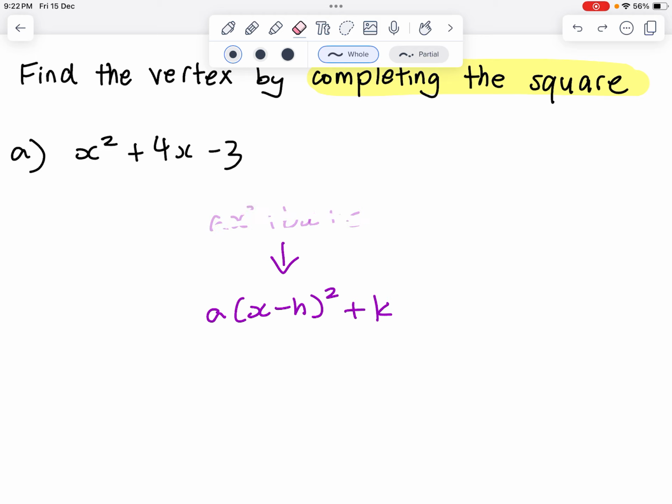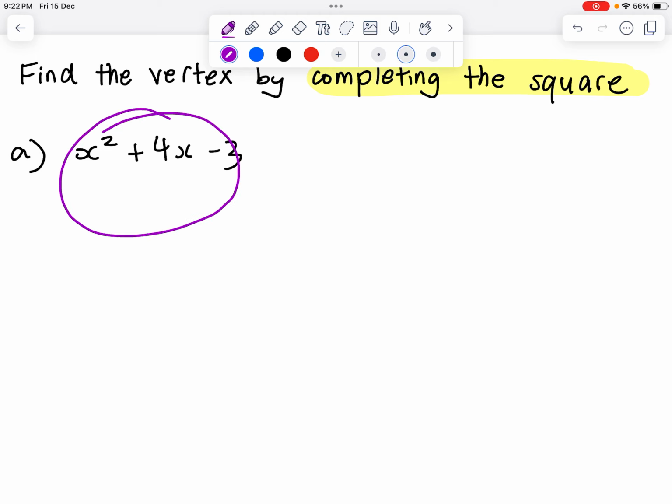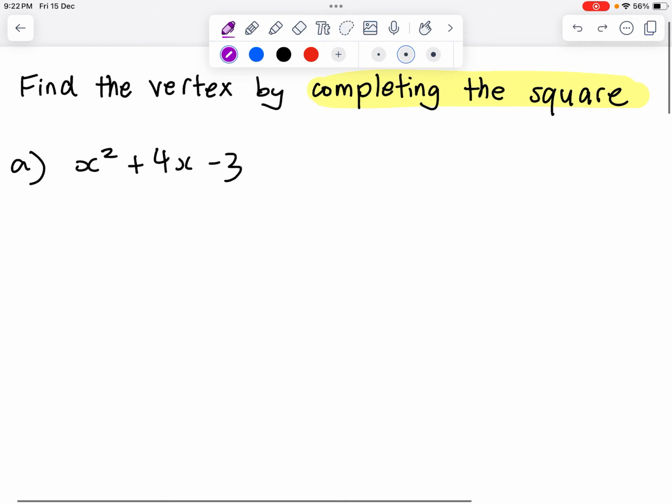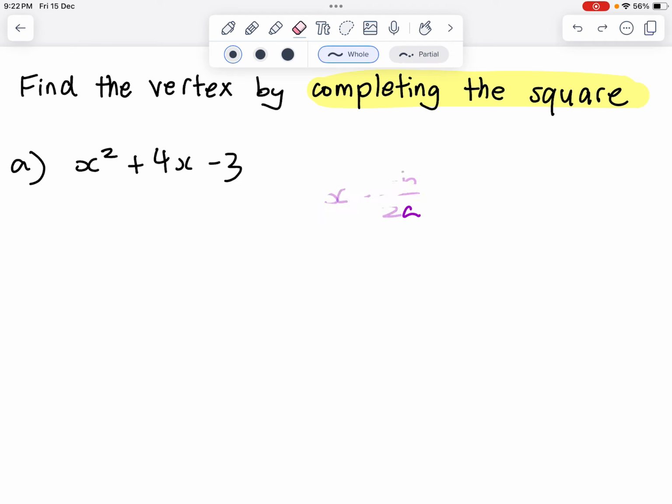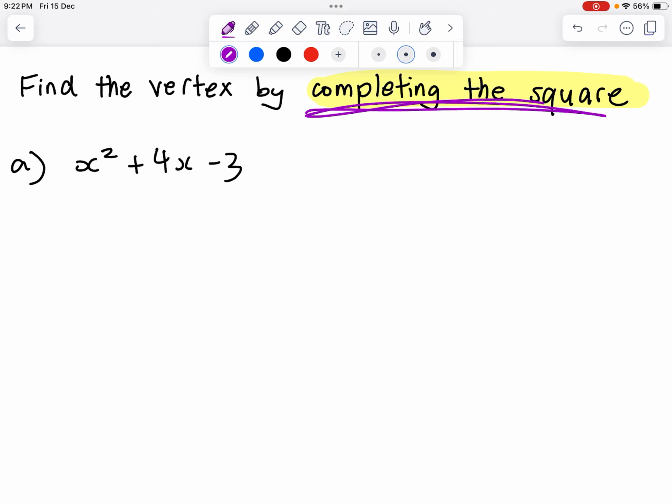A lot of people also like to find the vertex in standard form directly by solving for the axis of symmetry, which is x equals negative b over 2a. Then we substitute that into the equation, get a y value, and get the overall vertex. But in today's video, we'll do it a different way, by completing the square.